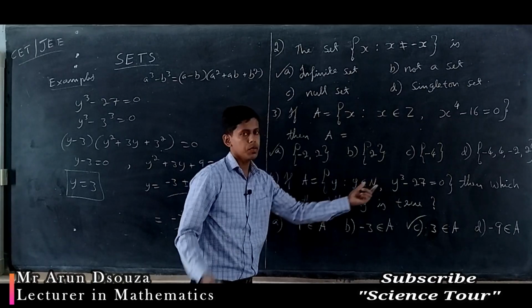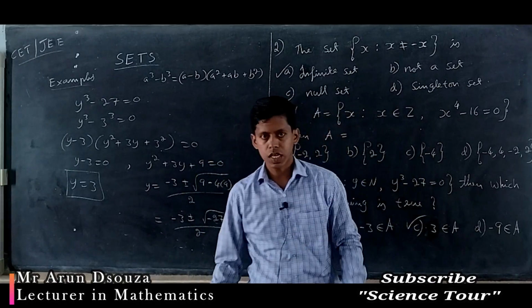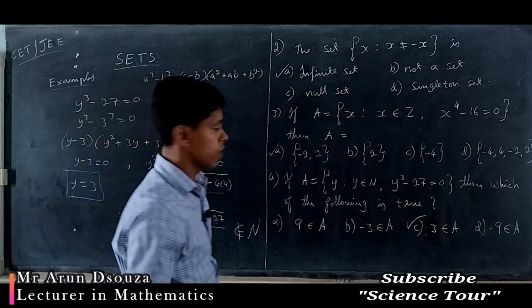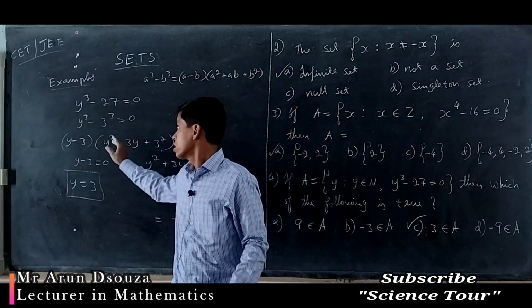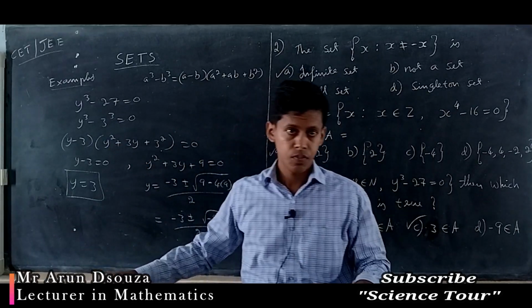When you put A, I am not getting 0. So only 3 should be the answer. That's the way you can think. In CET, you don't have to solve like this. You don't have to. This is only helpful for you to understand when you study now.